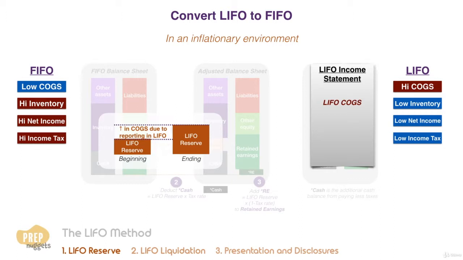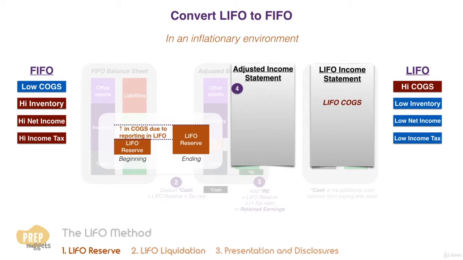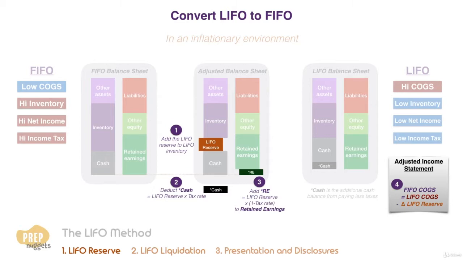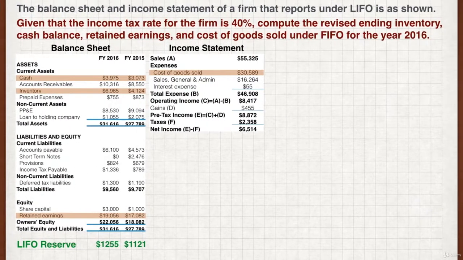For example, if a company's cost of goods sold in this period is $100 under FIFO but is $105 under LIFO, $5 has to be added to the LIFO reserve. So to adjust the LIFO statement to a FIFO statement, $5 should be subtracted from the cost of goods sold. In general, the analyst should subtract the change in LIFO reserve for the period from the LIFO cost of goods sold. These are the 4 steps to convert a LIFO-based statement to a FIFO-based statement. Make sure you remember these as we go through the following example.